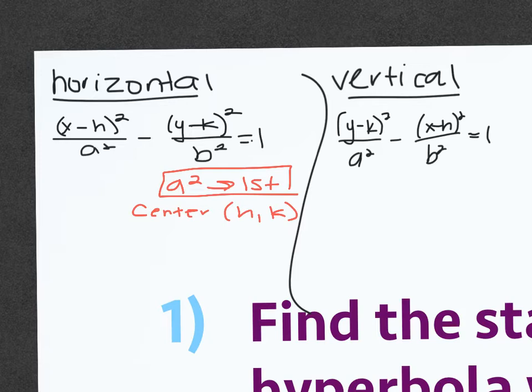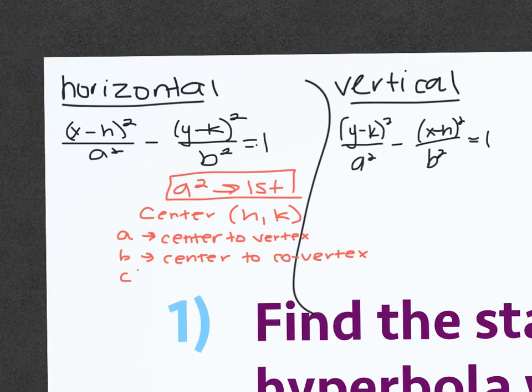The distance from the center to the vertex is still a. So that's the same as the ellipse. The b is still center to co-vertices, which is the same as an ellipse. The c is still the distance from center to the focus, which again, is the same as the ellipse. Another major difference is that c squared equals a squared plus b squared this time, whereas with an ellipse it's a minus b. And then these have asymptotes.